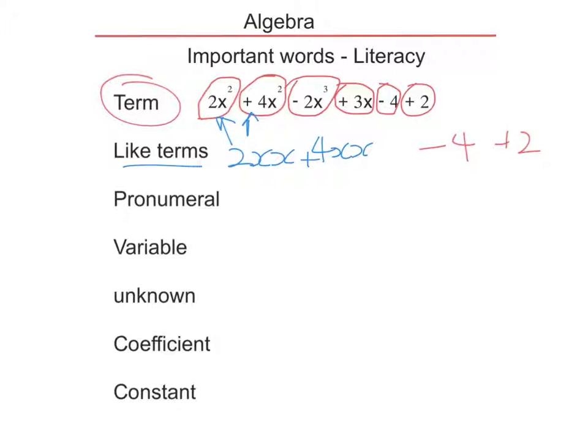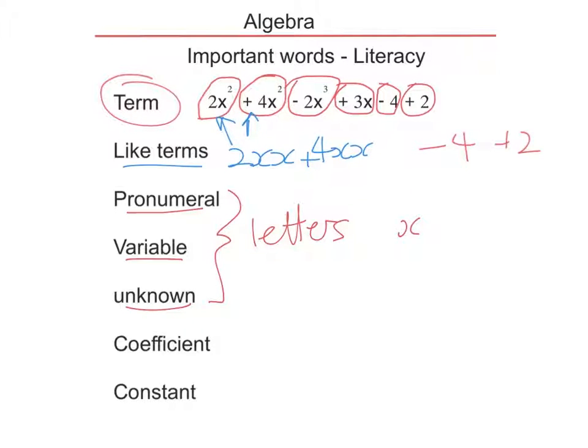The next thing is pronumerals, variables, and unknowns. They are all the letters that you see in algebra. So up here we've got x is actually our only pronumeral, variable, or unknown. They're called pronumerals because it's a place to store numbers. They're called variables because they can change. And they're called unknown because we don't really know what they are yet.